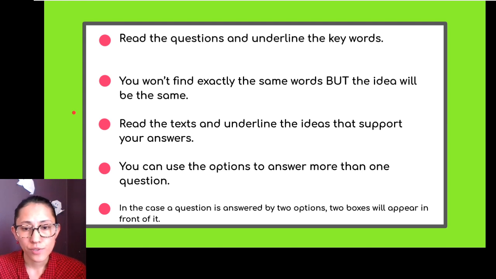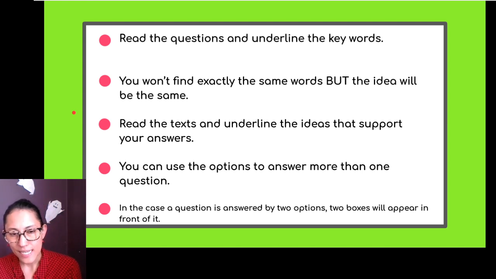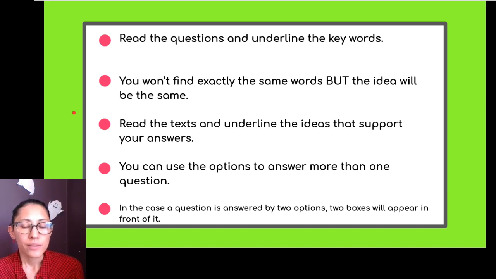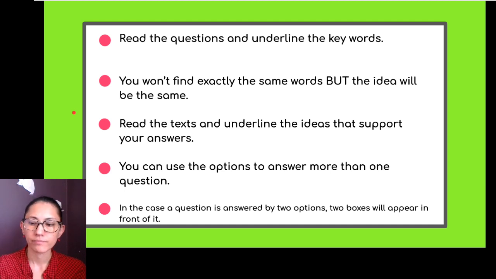You can use the options to answer more than one question, as I've already explained. And in the case a question is answered by 2 options, 2 boxes will appear in front of the question. So if at the end you find that you have letters A and C as possible answers for question number 3, and question 3 just has 1 box in front, you need to read texts A and C again, so you can choose the correct answer.